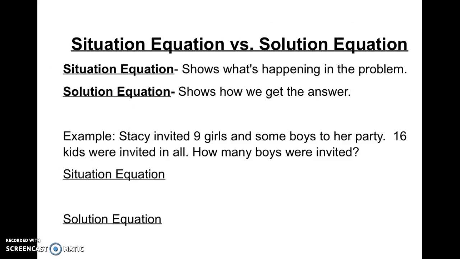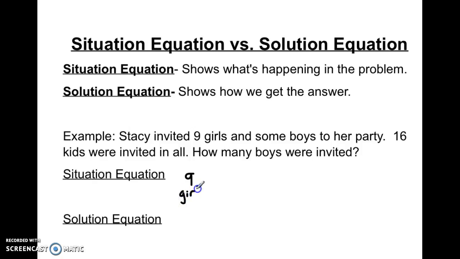It says, Stacy invited 9 girls and some boys to her party. 16 kids were invited in all. How many boys were invited? So again, the situation equation shows what's happening in the problem. So we know that Stacy invited 9 girls. Okay, she invited 9 girls to her party.